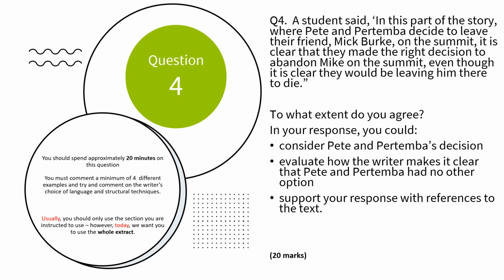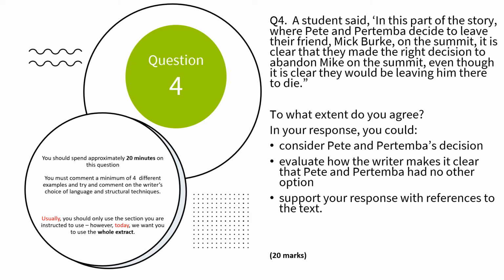Okay, so this is the question. A student said, in this part of the story, where Pete and Potempa decide to leave their friend Mick Burke on the summit, it is clear that they made the right decision to abandon Mick on the summit, even though it is clear that they would be leaving him there to die. To what extent do you agree? In your response, you could consider Pete and Potempa's decision, evaluate how the writer makes it clear that Pete and Potempa had no other option, support your response with references to the text.